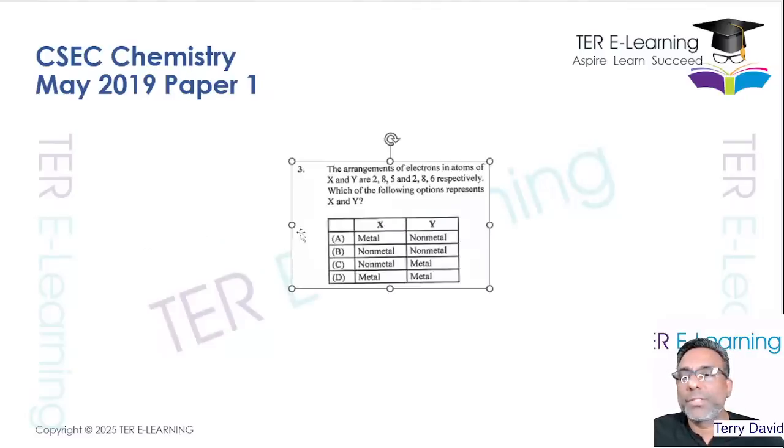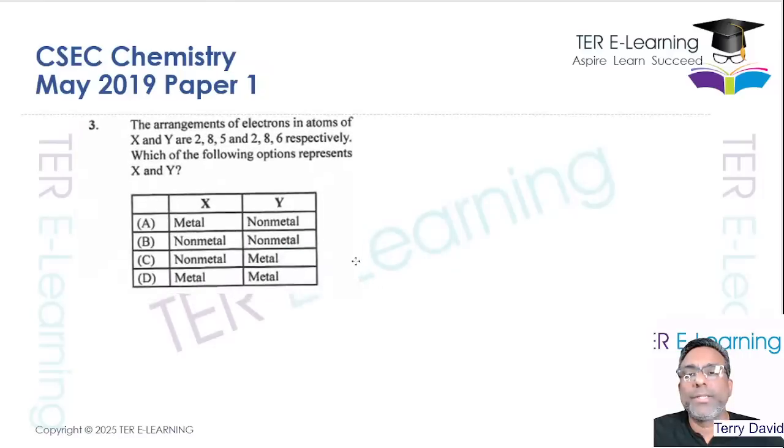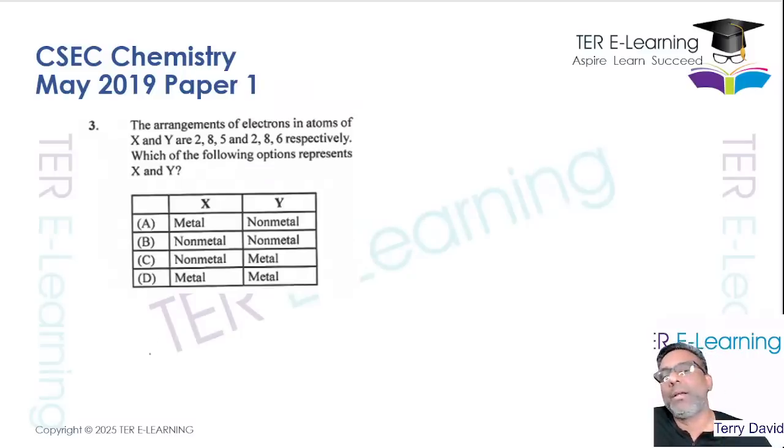So this one here is number 3. So we have some elements here. So we have the arrangement of electrons in atoms X and Y as 2,8,5 and 2,8,6 respectively. Which of the following options represents X and Y?